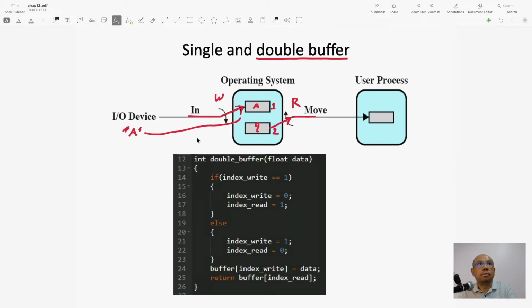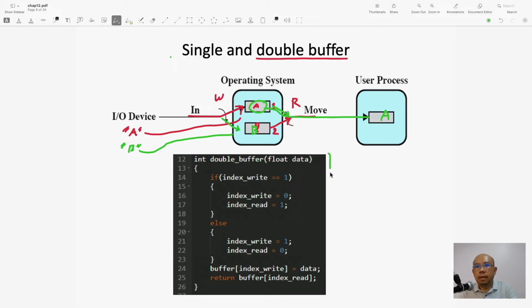Sorry, the pointer will change from here to here, and also the pointer from the reader moves to here by the switch. Then I type the letter B from the keyboard, the letter B is written in here, and then the letter A is read to print at the process in the output.